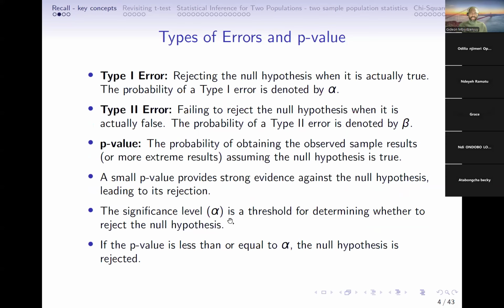Some other thing we said in addition to the hypothesis test was that we try to look at the space of possible errors that we can make.